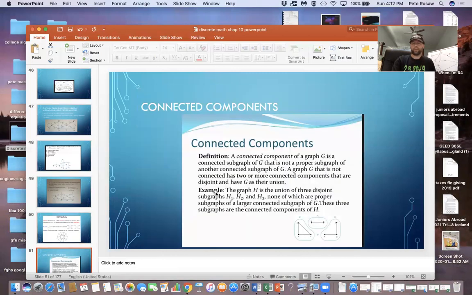Connected components would be the connected parts of a disconnected graph. So if this whole thing right here is one graph, you can see there are three connected components, and that would be these three vertices connected to each other, these two connected to each other, and these three connected to each other. But within each, there is a disconnect. So the parts of a graph that are connected to each other are called connected components.